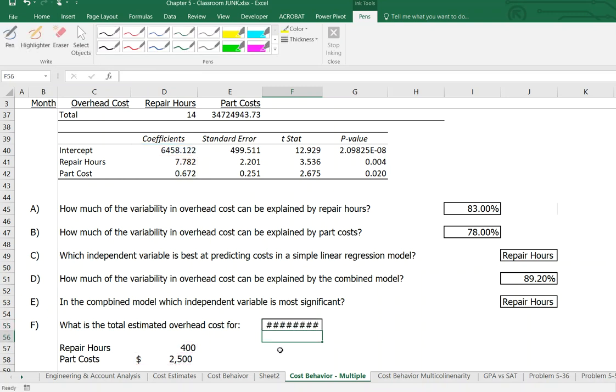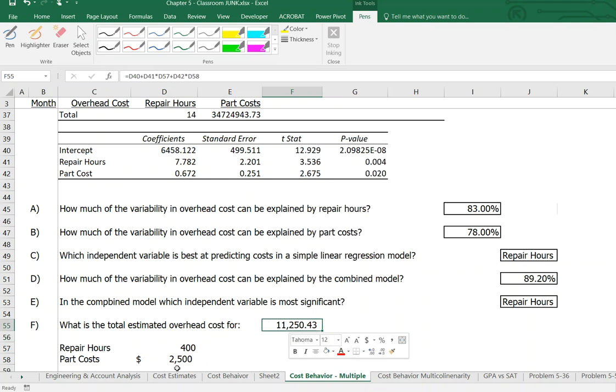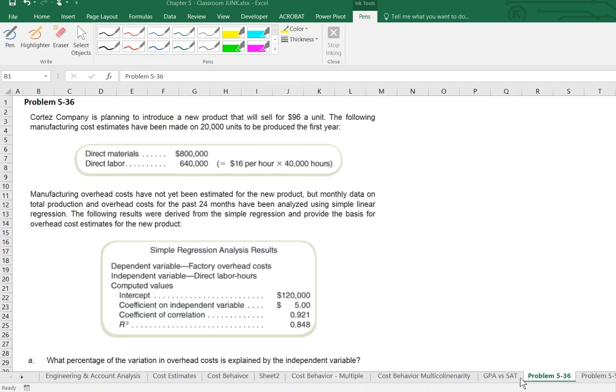So our best estimate for overhead cost for 400 repair hours and $2,500 in part costs would be a total overhead cost of $11,250. Let's walk through a couple problems. Problem 536. Give you a chance to read through it. And let's then go ahead and answer the question.